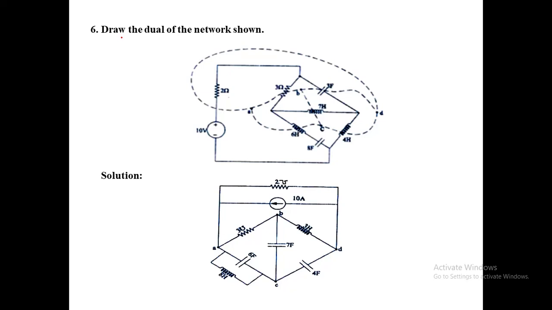Next problem, draw the dual of the network shown. Here, this circuit is having 3 loops. We have to consider this as node A and then this is node B. Next, this is node C. Next, outside we have to mark the node D. Next, we have to connect each node by single element. With this dotted line, we have to connect each element by these nodes.